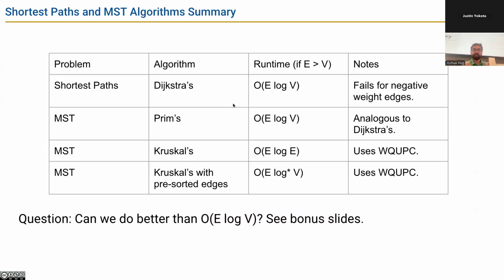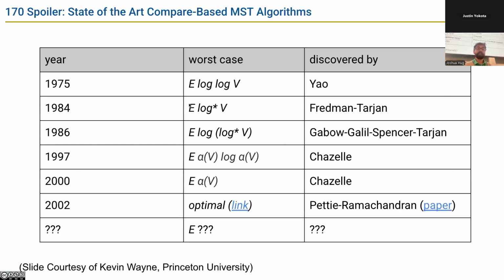Now you might say, but wait, didn't we just get an E log star V? Well, that assumed we had a pre-sorted list of edges. This does not assume such a pre-sorted list of edges. Then you could do a little better and say, well, actually, it's the log of the log star of V if you use this 1986 algorithm. And then we start getting to fancier and fancier algorithms, where in 2000, the best algorithm for which we actually know its runtime is E times inverse Ackermann V. And that's an even slower growing function that Justin mentioned.